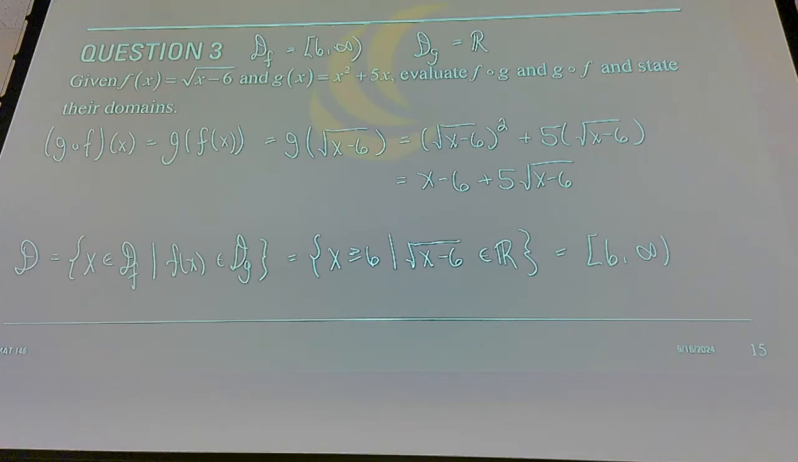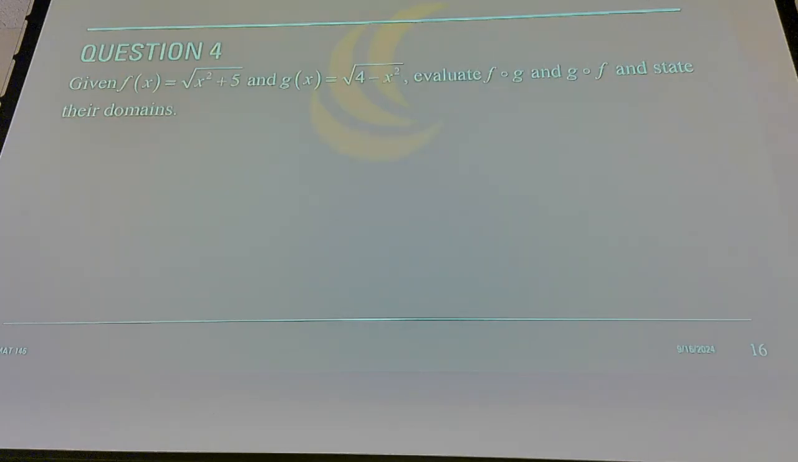Ooh, look, both of them are square roots. That's nice. What's the domain of f? All real numbers. X squared plus 5 can never be negative. In fact, the smallest it can be is 5.